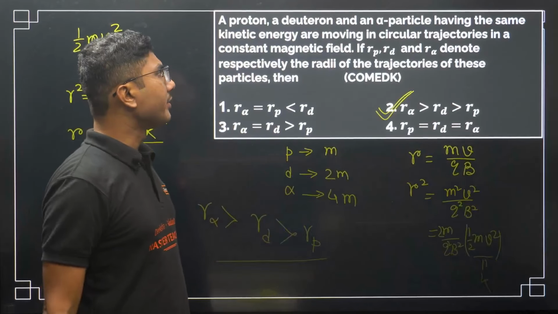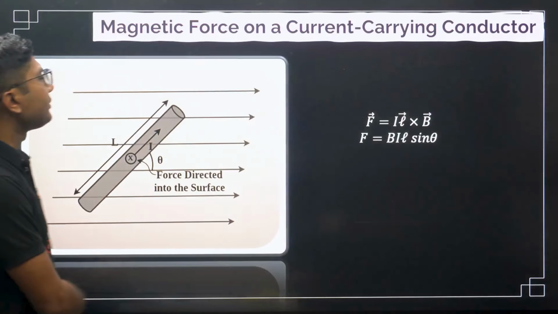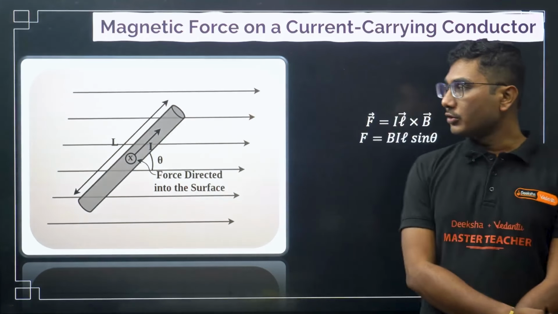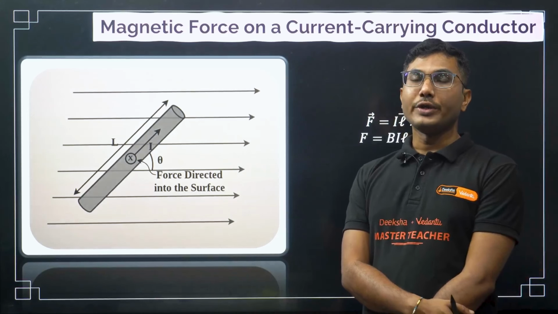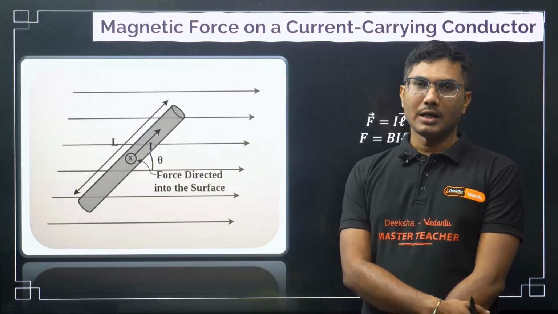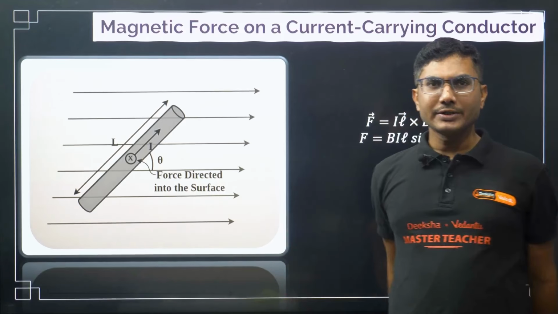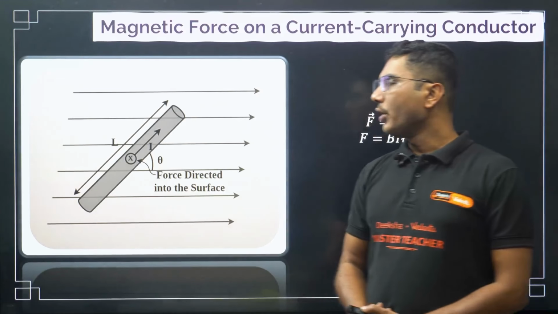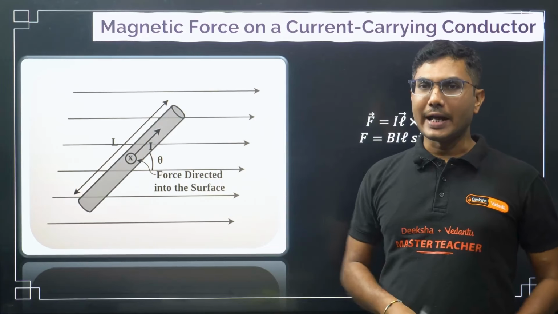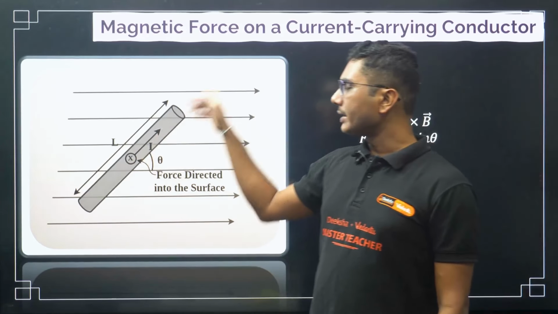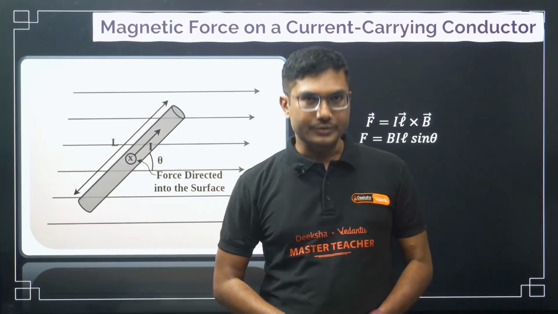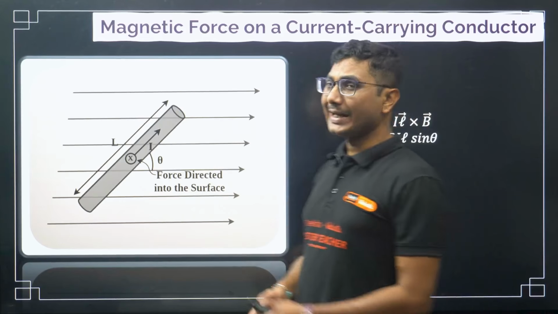Now let us continue with our discussion to the next concept, which is magnetic force on a current carrying conductor. So far we have been discussing force on a moving charge. Now what is current? Current is multiple moving charges. So if you consider a conductor carrying a current in a particular direction, then it will also be affected by the magnetic force. Now what will be the direction of the magnetic force?